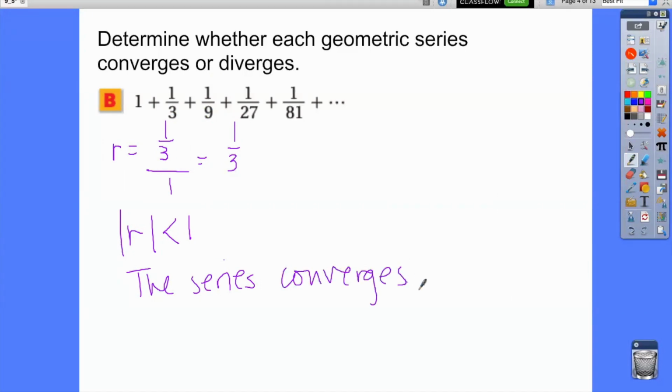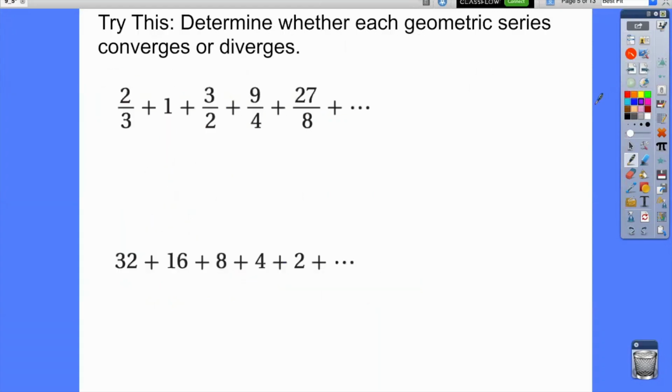And just like that, you can determine whether your series converges or diverges. Let's take a look at 2 more examples for you to try out. Feel free to pause the video at this point. Give yourself some time to identify the ratio and determine whether each of these are series that converge or series that diverge.